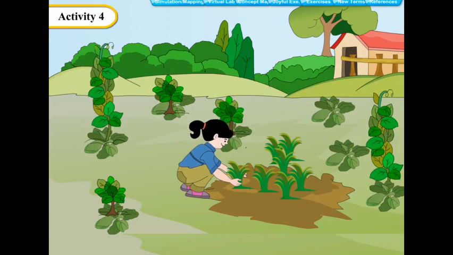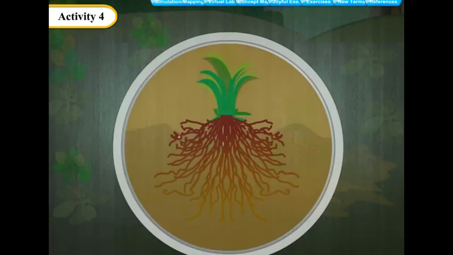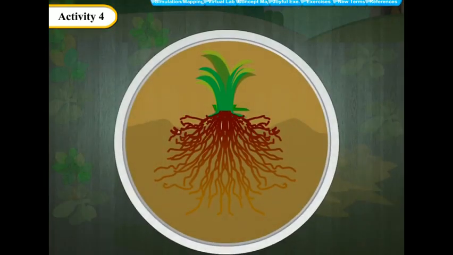Try to pull out a wheat plant. Observation: it is not easy to pull out the wheat plant from the soil. Use a khurpi to dig it. You observe that the roots are firmly fixed into the soil. Conclusion: the roots help in holding the plant firmly in the soil. They are said to anchor the plant to the soil.